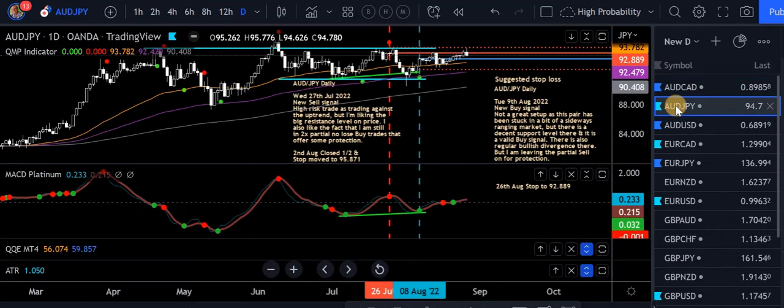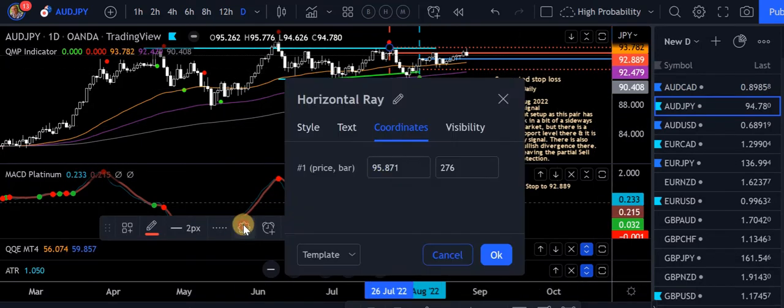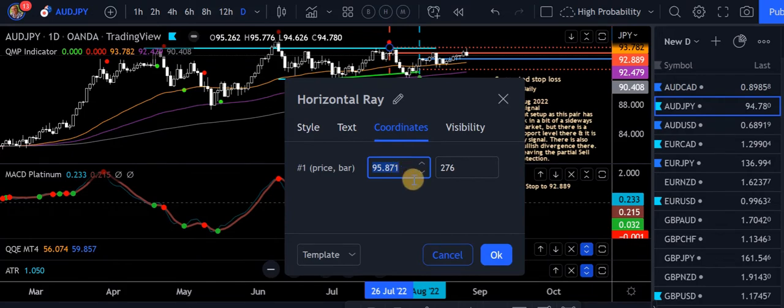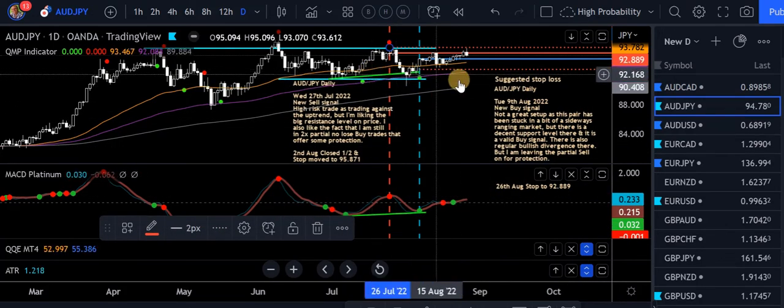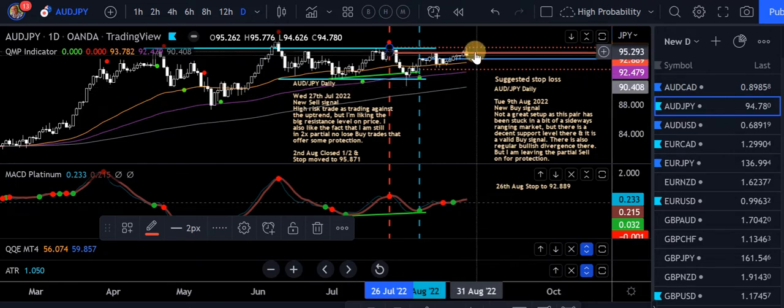Oz Japanese yen. We're in a couple of trades here. Now I don't think we've got stopped here. What's the stop level at? The stop's at 95.871. Remember that? 95.871. And the high there was 97.6. Came very close to getting stopped out on the sell.